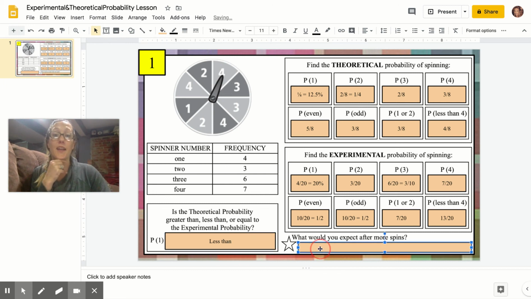Okay, and here's the deal. What would you expect after more spins? Believe it or not, you would actually expect that the theoretical and the experimental would get a little bit closer together, right? So a little bit interesting, right?